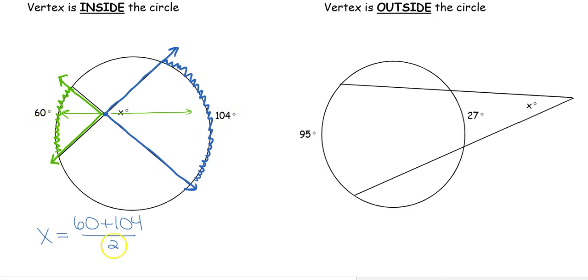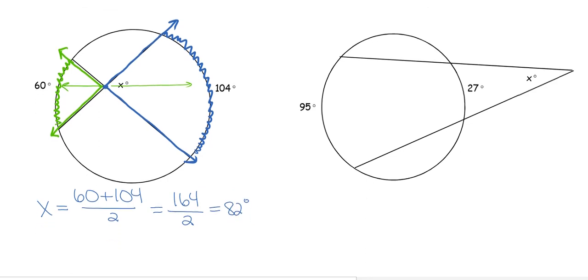So 60 plus 104 cut in half. 60 plus 104 is 164, cut in half, and that's going to give us 82. So our missing angle x is equal to 82 degrees. So we add the intercepted arcs together and cut them in half.